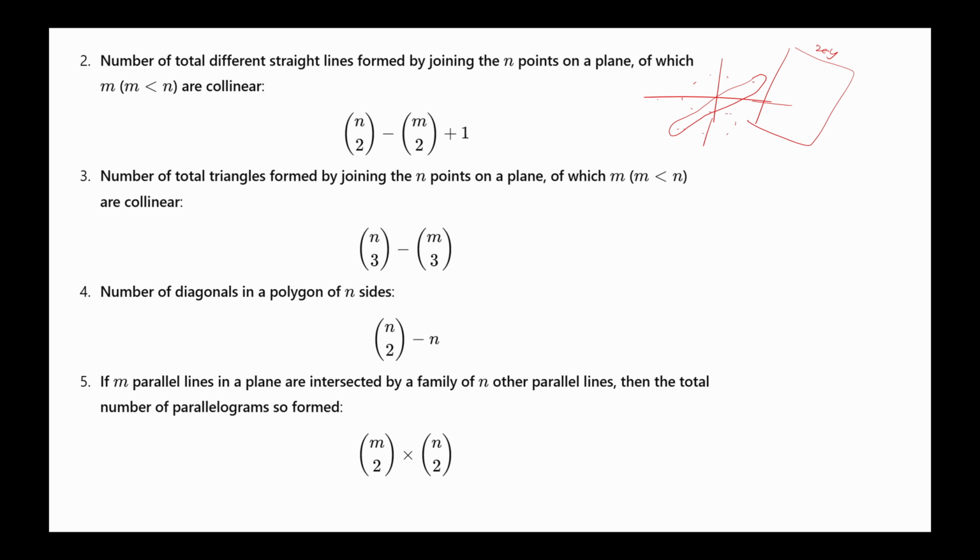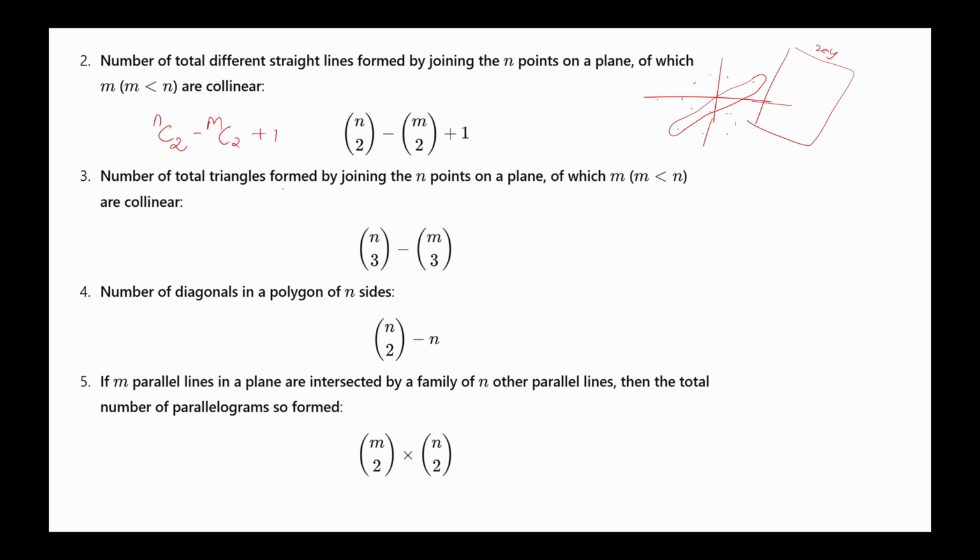So what would be the total number of straight lines that can be formed? It would be NC2 minus MC2 plus 1. Again, I hope you all remember this is NC2 minus MC2 plus 1. Do not confuse yourself as to what this bracket is. We had studied it in binomial theorem as well as in the previous lectures of PNC.